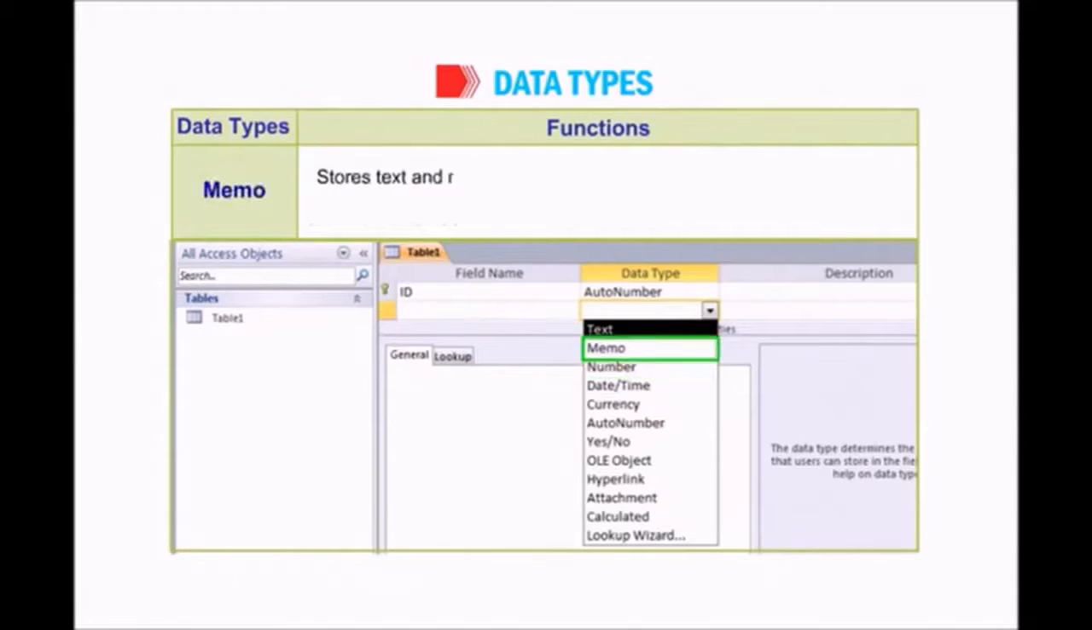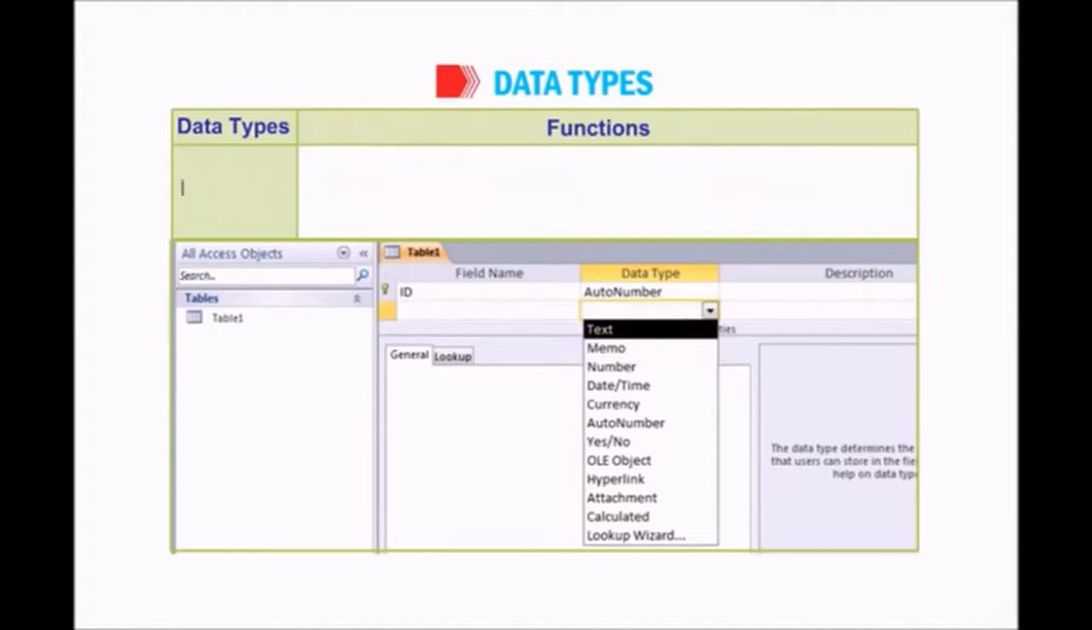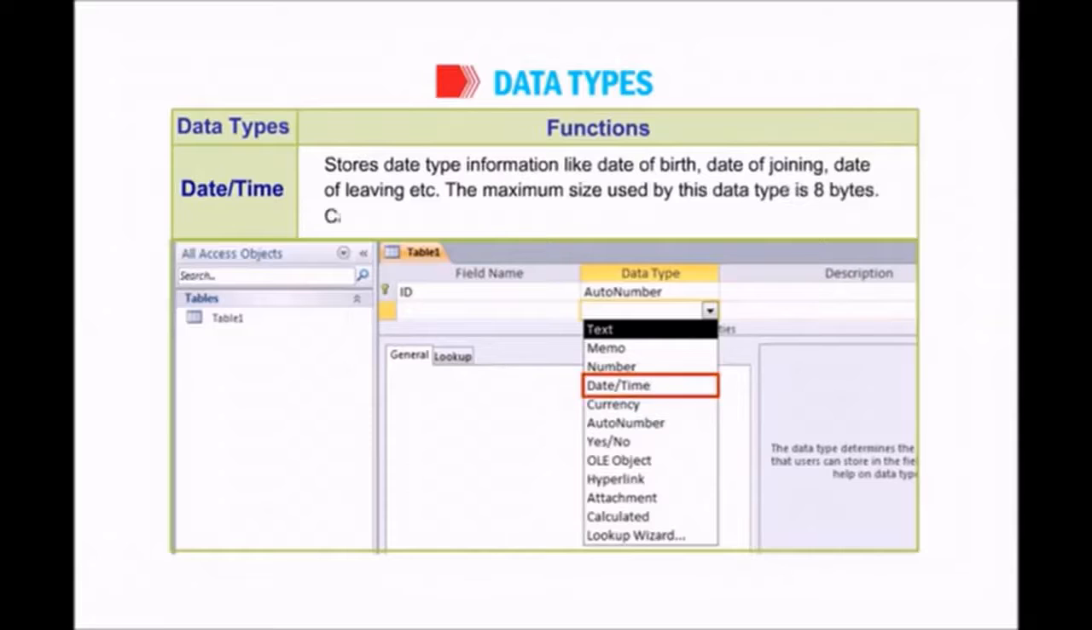Memo stores text and numbers up to 65,536 characters. It is used for descriptive fields such as notes, comments, description, etc. Date or time stores date type information like date of birth, date of joining, date of leaving, etc. The maximum size used by this data type is 8 bytes. Calculations related to dates can be done in this field type.